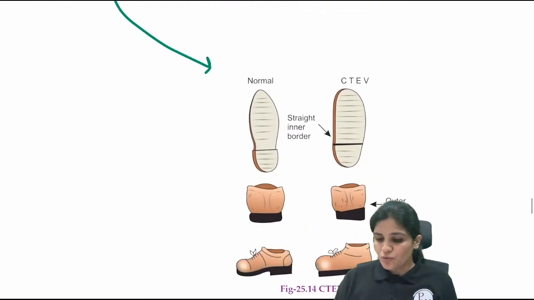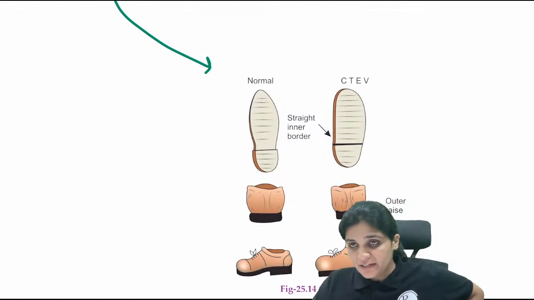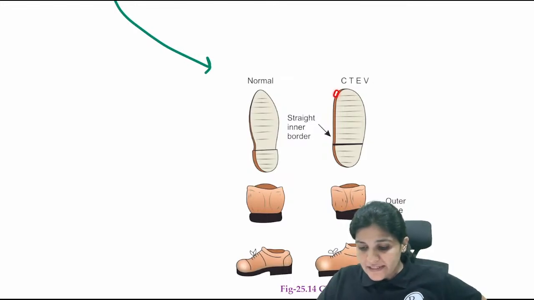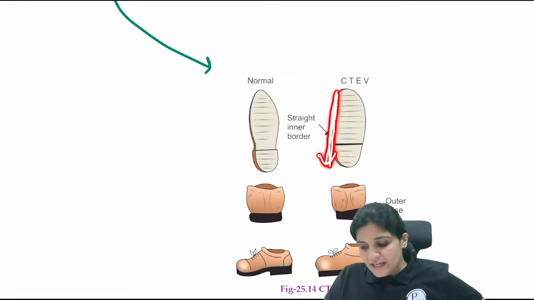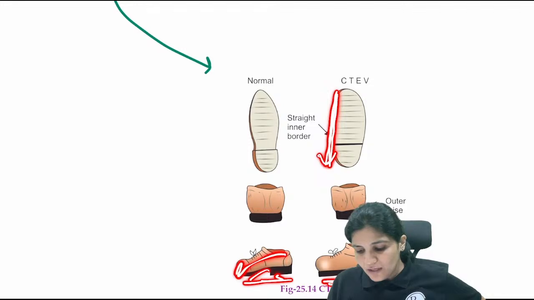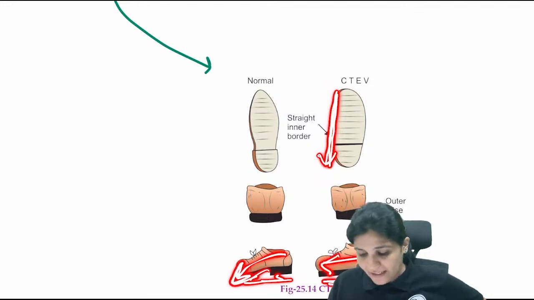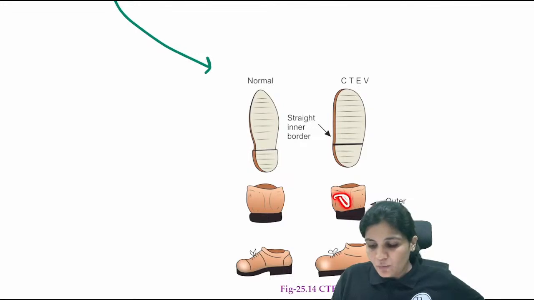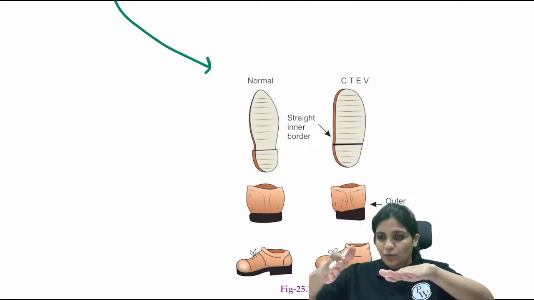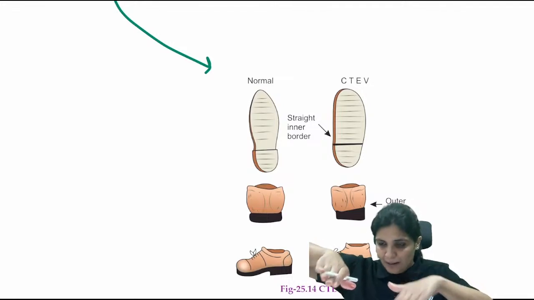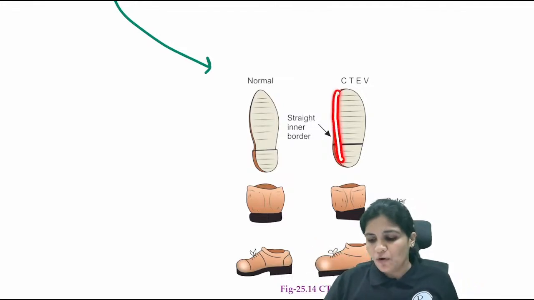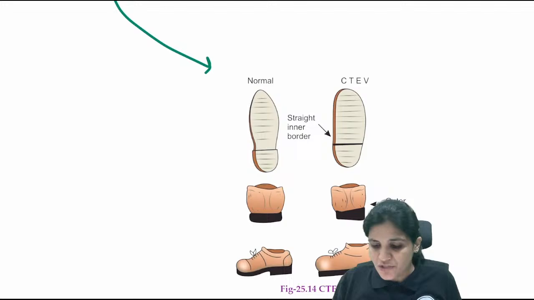For the CTEV shoe, just remember 3 important things. The first is the straight inner border. The inner border has to be straight, the foot end has to be raised, and there is no heel, because if there is a heel it will go into plantar flexion. Instead of going inward, you raise the outer side, so there is no problem of going inward. You put it in abduction, and there is a straight border. These three have to be remembered for CTEV shoe use.